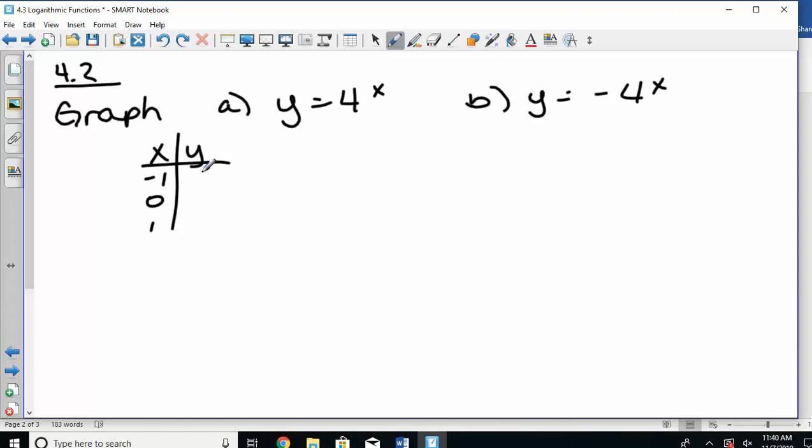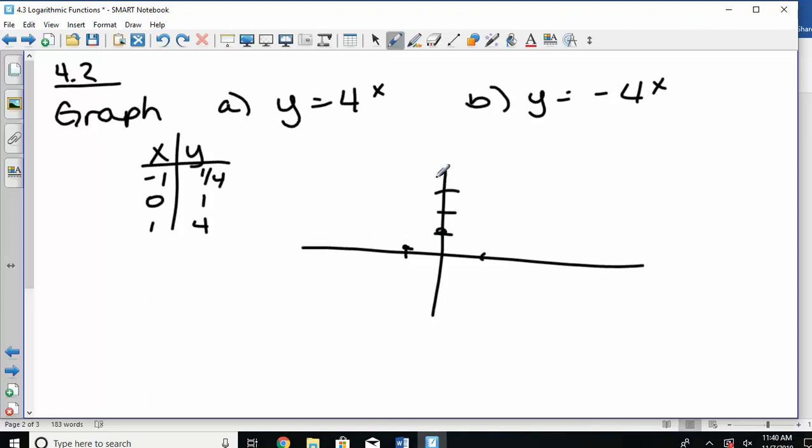4 to the -1, 4 to the 0, and 4 to the first. So I've got -1, 1/4, 0, 1, 1, 4. The graph looked something like this. If I have that, how could I graph B?